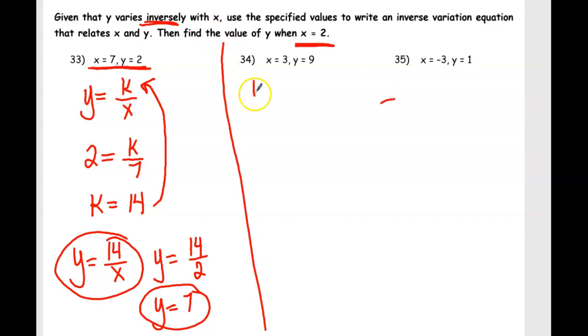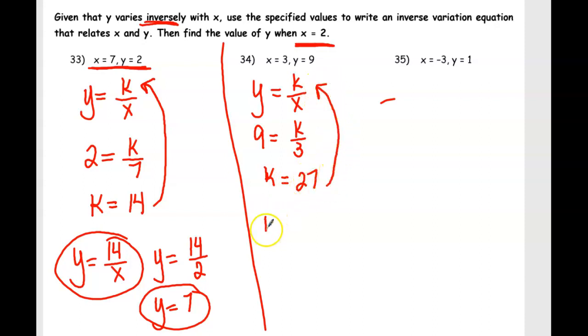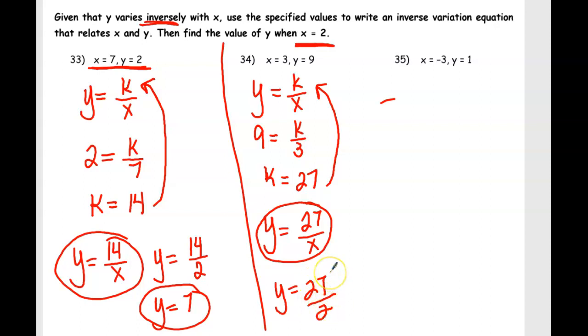Again, y equals k divided by x. Put in your two values. Your y is 9, your x is 3. So multiply both sides by 3, and we get our k is equal to 27. Take that 27, make the equation y is equal to 27 divided by x. There's our first answer. All right, now we're predicting the answer when x is equal to 2. So y is equal to 27 halves. Okay, so that's all we do.